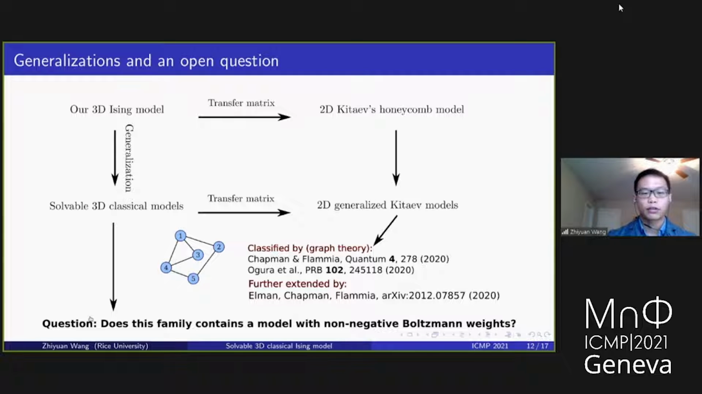We ask an open question here. Does this family contain a model that has only non-negative Boltzmann weights or real energy? So that's an open question here. And we hope that the recent classification of solvable spin models sheds some light on this open question.